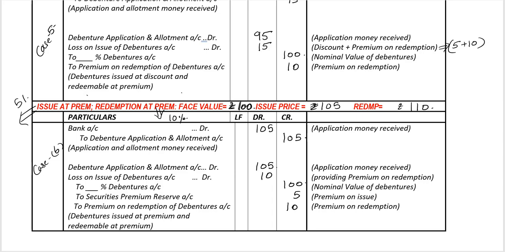Narration: debentures issued at premium and redeemable at premium. Again, the total of the debit is 115 and that of the credit in the second journal entry is also 115. So we've checked out the 6 cases. We'll have a view at all the 6 cases.